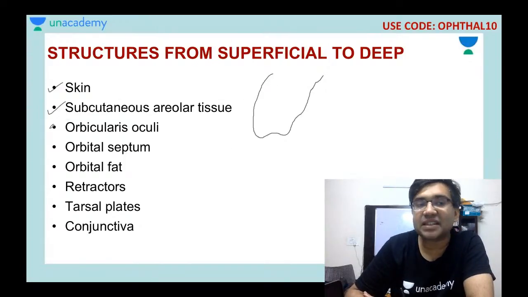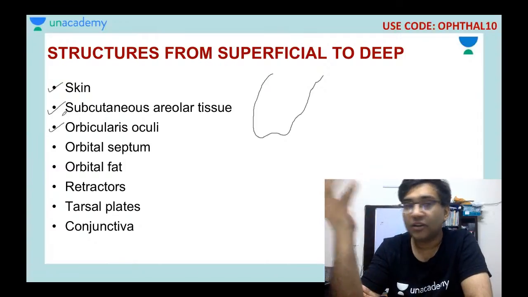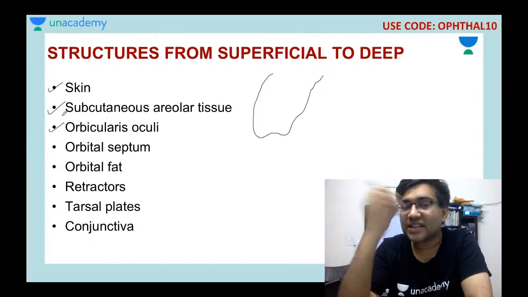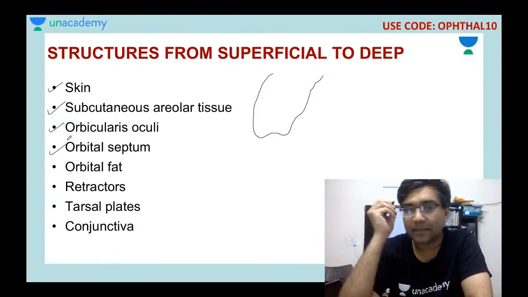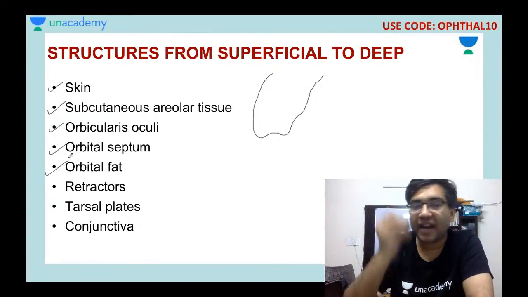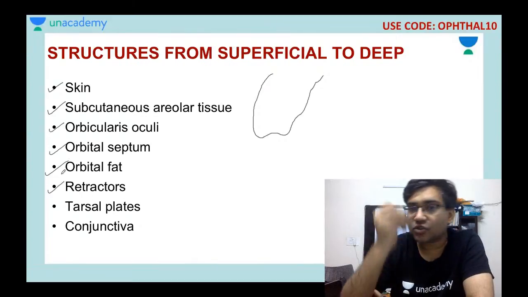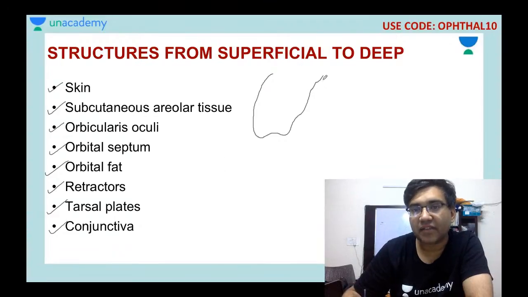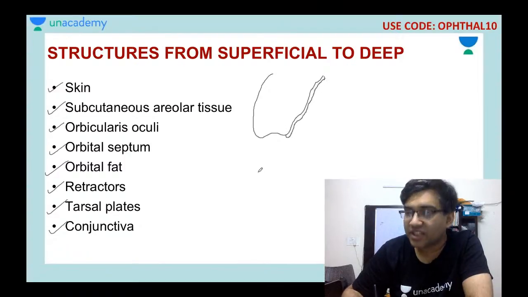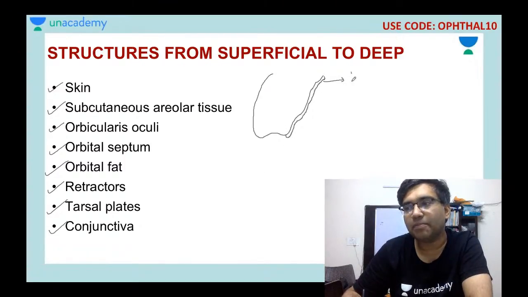Then we have the muscle which opens and closes the eyelid, which is called orbicularis. Then we have the orbital septum, orbital fat, retractors of the eyelid. We have the tarsal plate and we have the conjunctiva. The conjunctiva, which is basically covering the posterior part of the eyelid, is called palpebral conjunctiva.